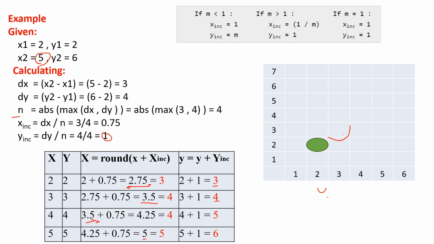This is the point. We have to plot the point. This is 3 comma 3. The next point is 3.5 now. Either select 3 or 4, both are okay, because they come from 3.5. Above 3.5 is 4. If you are selecting this, it is 3 comma 4 now.